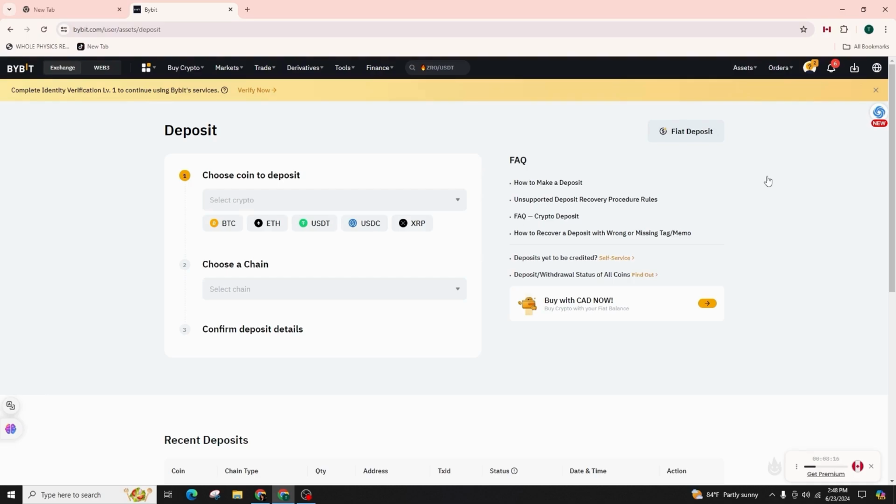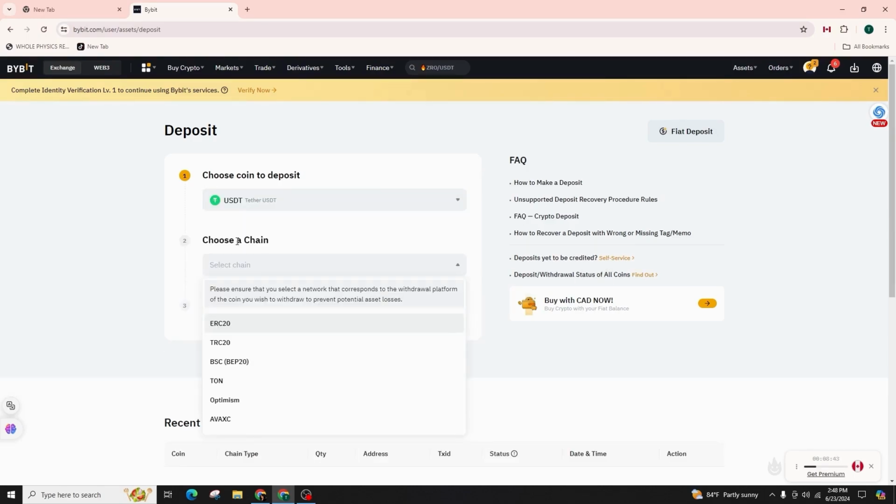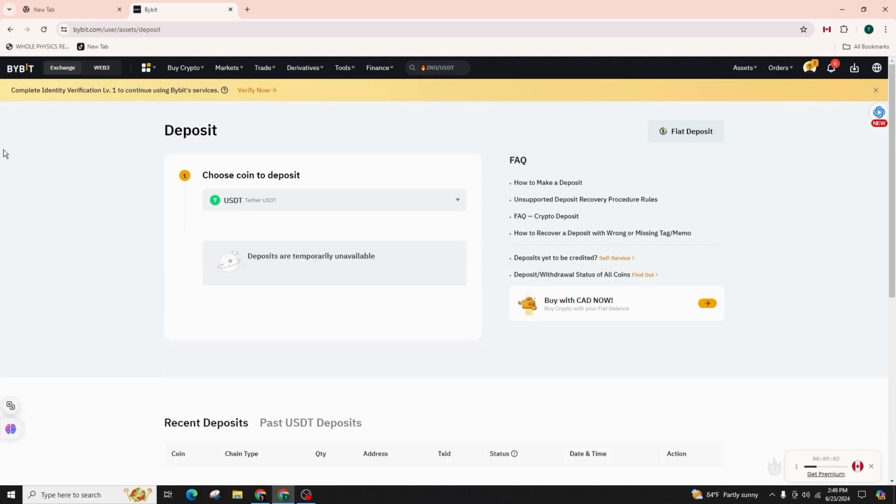Now, here on this page, choose the desired coin for the deposit, ensuring that you select the appropriate network to avoid any risk. And here, let's choose USDT, and let's also choose a chain that is ERC20. Always verify your wallet address before proceeding with transactions.